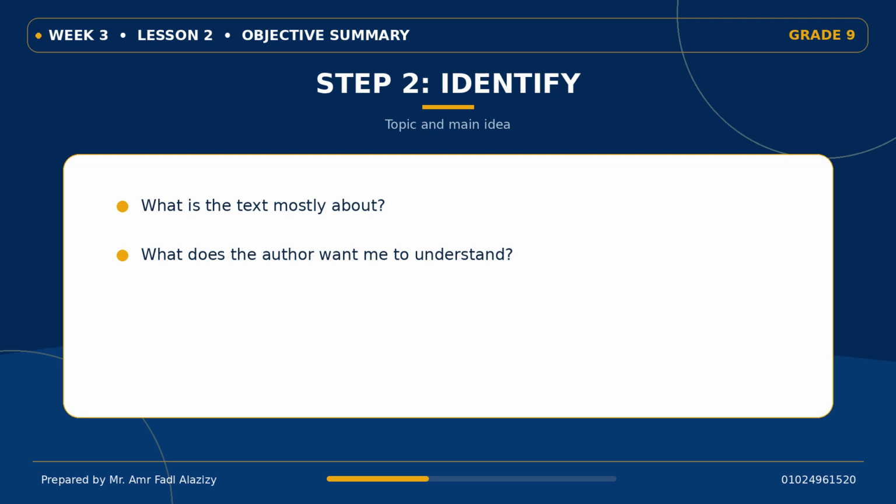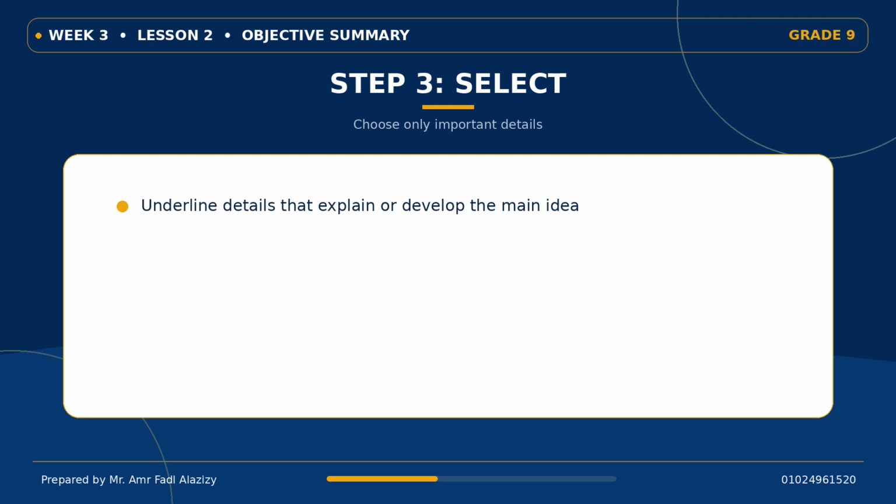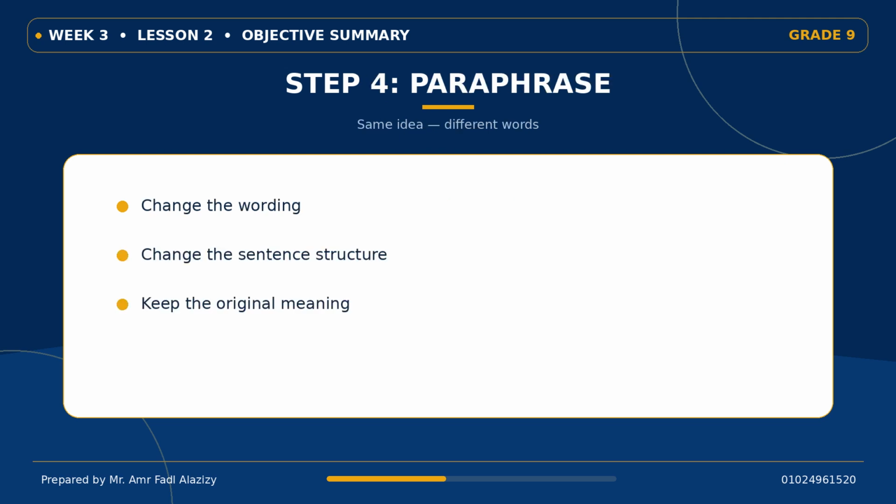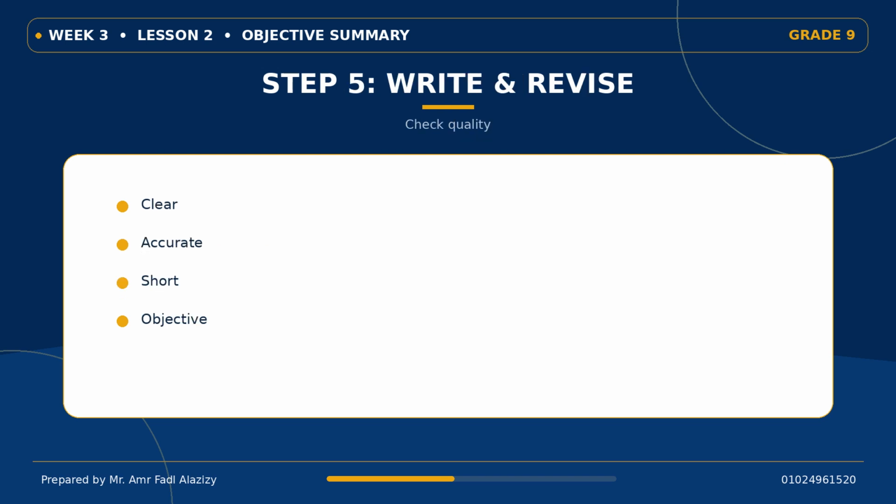Step 3. Underline the most important supporting details. Choose only the details that explain or develop the main idea. Step 4. Paraphrase the information. To paraphrase means to express the same idea using different words and sentence structures. Step 5. Write and revise your summary. Check that your summary is clear, accurate, short, and objective.